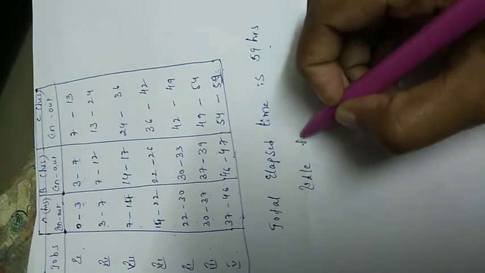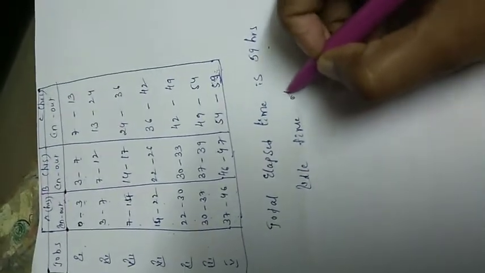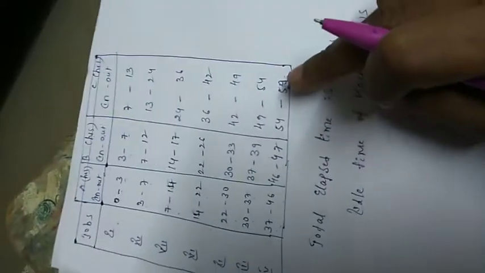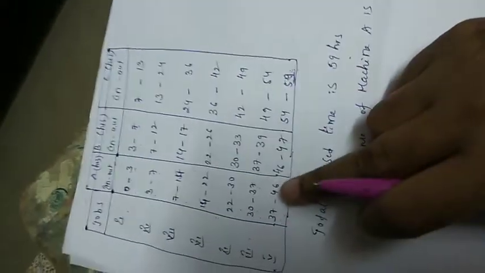Idle time of mission A is: what is the last value out of A, that means 59 minus 46. 59 minus 46 is 13 hours. Why? Because we take our initial time as 0, so the last time 59 minus what we actually want, the idle time for A, is 46. So 59 minus 46 is the idle time for A.